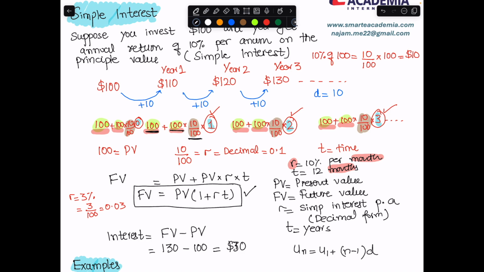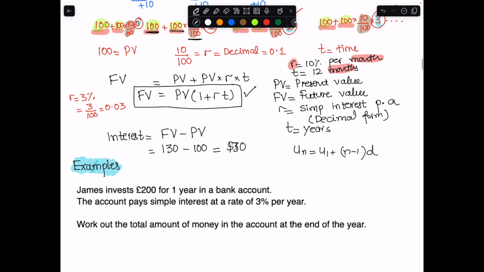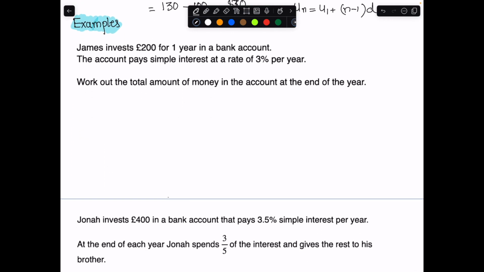Now let's look into some of the questions related to this particular topic. The question says that James invested £200 for 1 year in a bank account. The account pays simple interest at a rate of 3% per year. Work out the total amount of money in the account at the end of the year. So this is pretty straightforward.